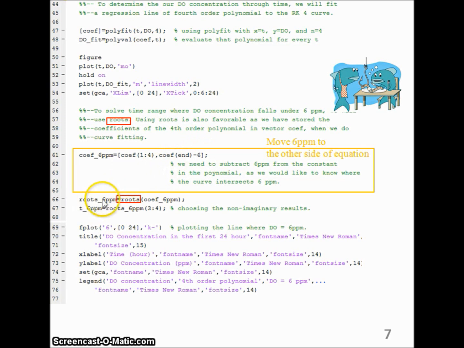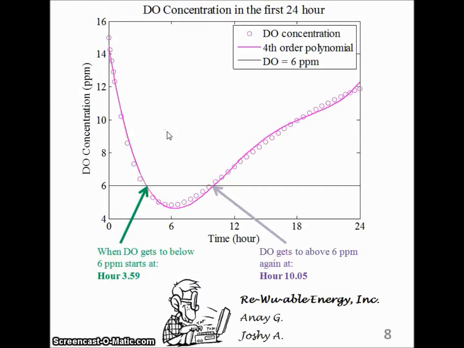And then I just use roots on the coefficients over here. Remember that we will have all of the possible roots, and with this one I got an imaginary result. So in this line right here, I'm just choosing the non-imaginary results, and again I plot using fplot. This is where y, or DO, equals 6 in the black line, and then I also plot the curve, and then this is the result.